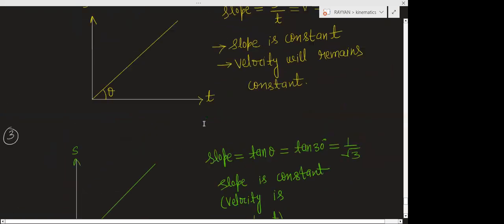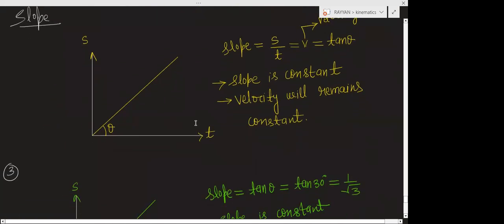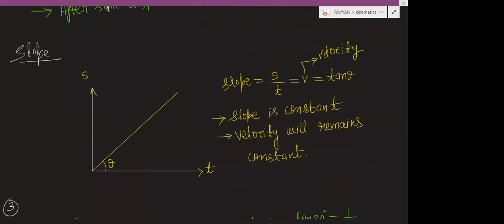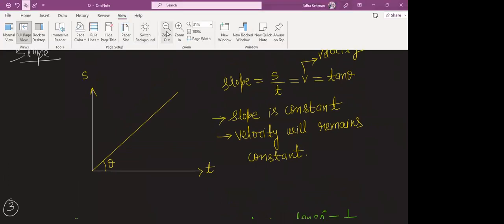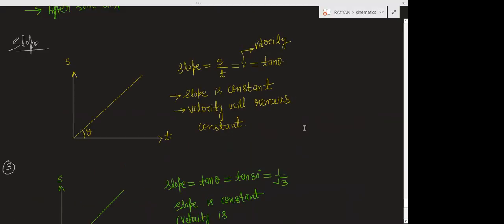Please note down: the slope is a very important part for graphical purposes. Slope is very important, meaning we should know how to find the slope for the study of all kinds of graphs.